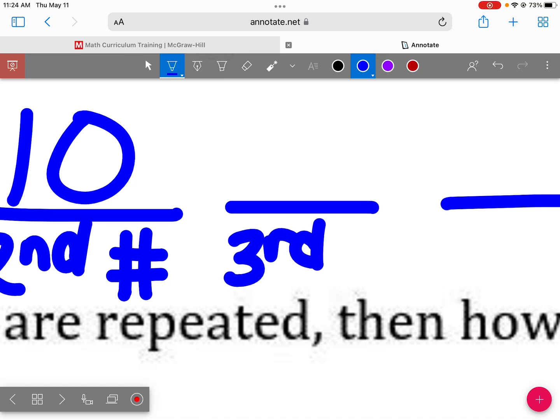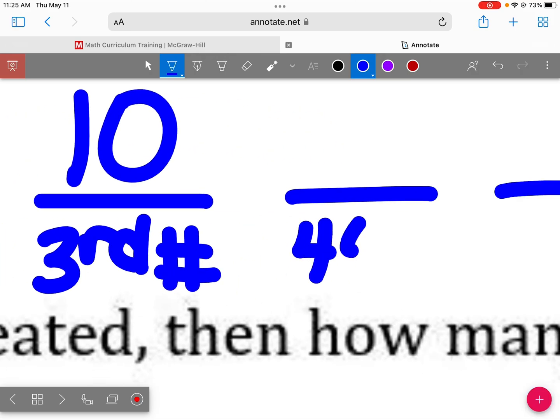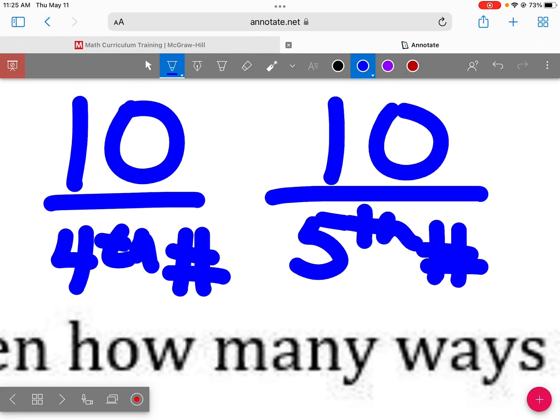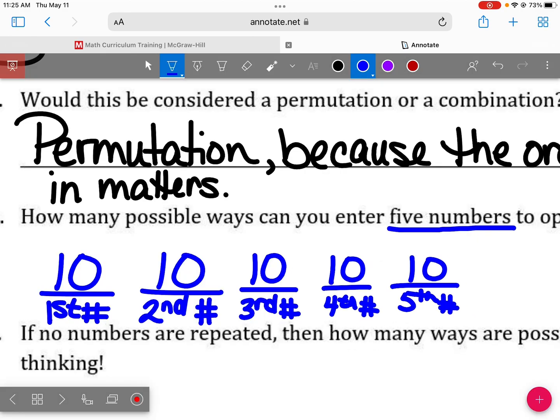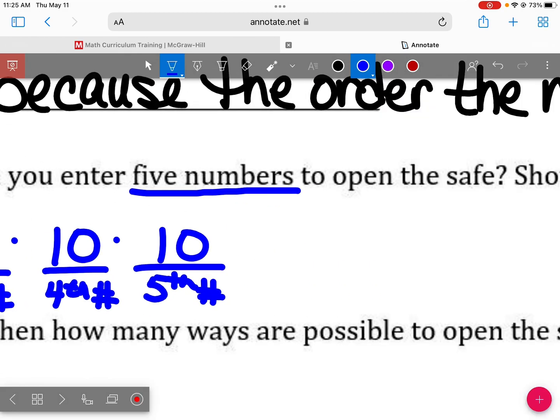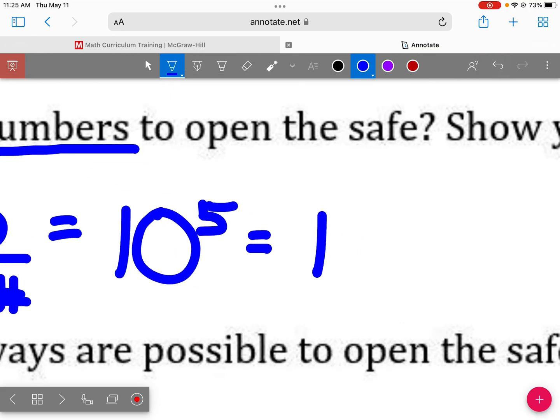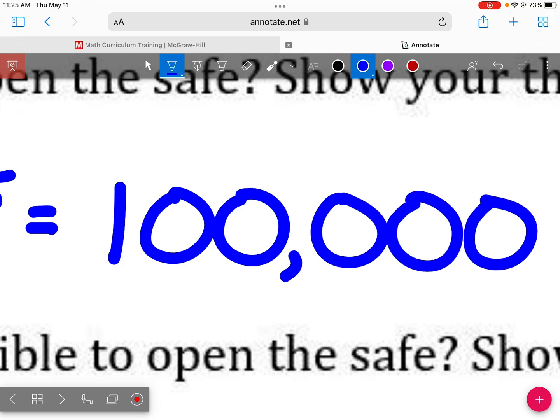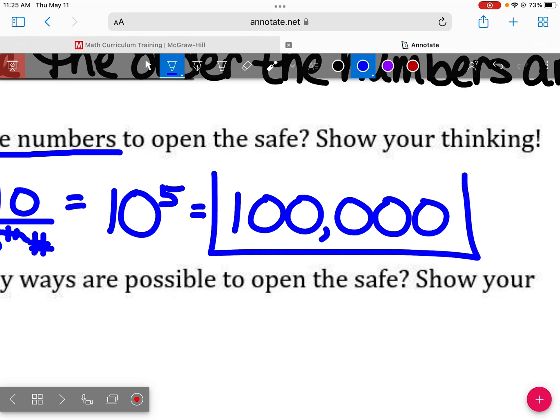How many options do I have for the third number? Still 10. For the fourth number? 10. And for the fifth number? 10. What am I going to do with all those 10s? Multiply them. How many times are we multiplying 10 by itself? 5 times. So 10 to the 5th power. That's going to be a 1 with 5 zeros after it. 1, 2, 3, 4, 5. You are welcome to pop that into the calculator. But 10 to different exponents, that exponent tells you how many zeros there are.